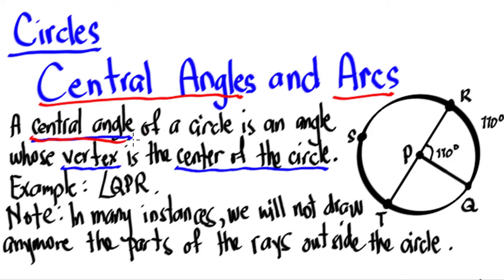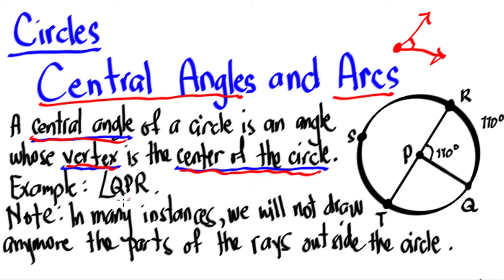A central angle of a circle is an angle whose vertex is the center of the circle. So imagine an angle. We know an angle is something like this, wherein there are rays, and this is what we call an angle. So when we say a central angle of one particular circle, it's a circle wherein the vertex, the point wherein the two lines intersect, is at the center of a circle.